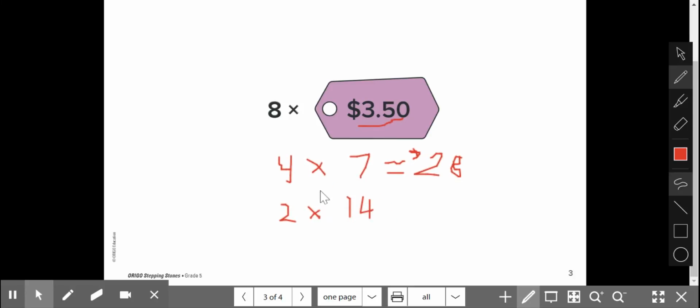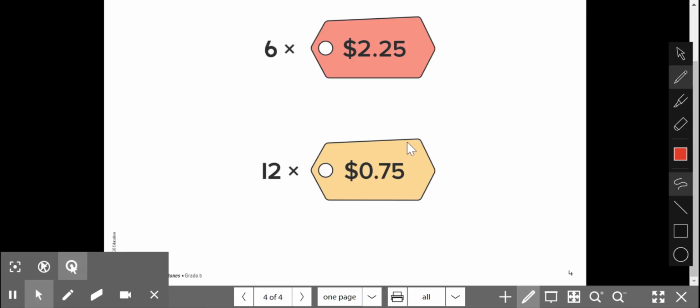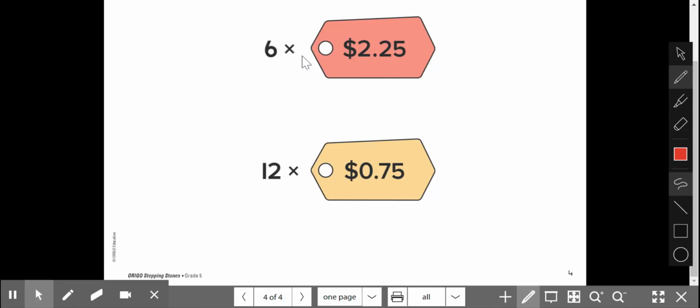Wow. And as long as I can still keep halving and have whole numbers, I could keep doing it. Half of 2 is 1. Oh my. And double 14 is 28. Wow, that's fantastic. Now let's pick another one to do this.